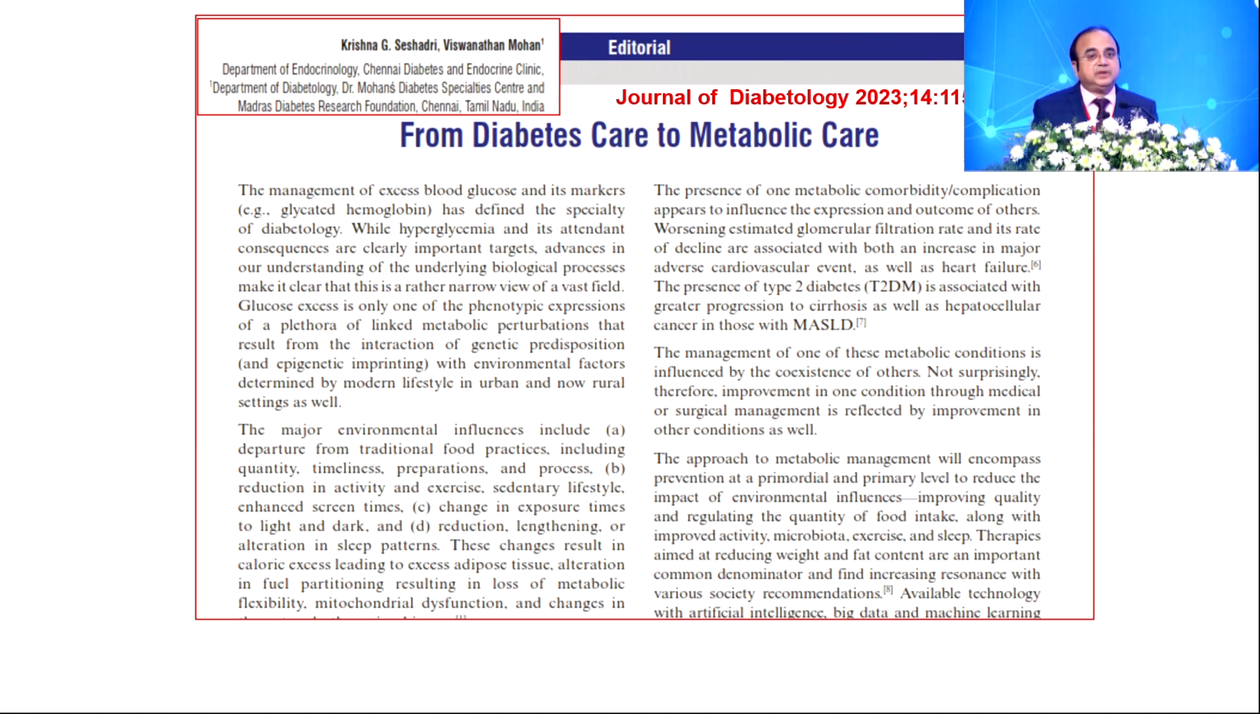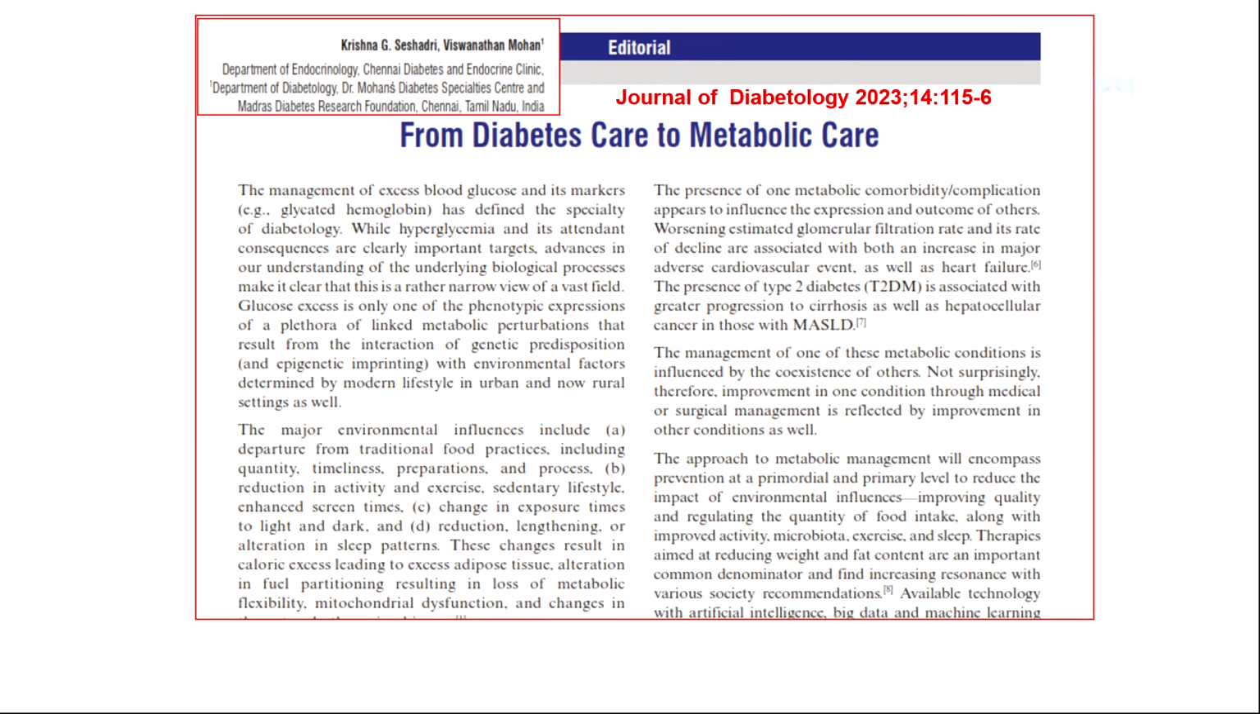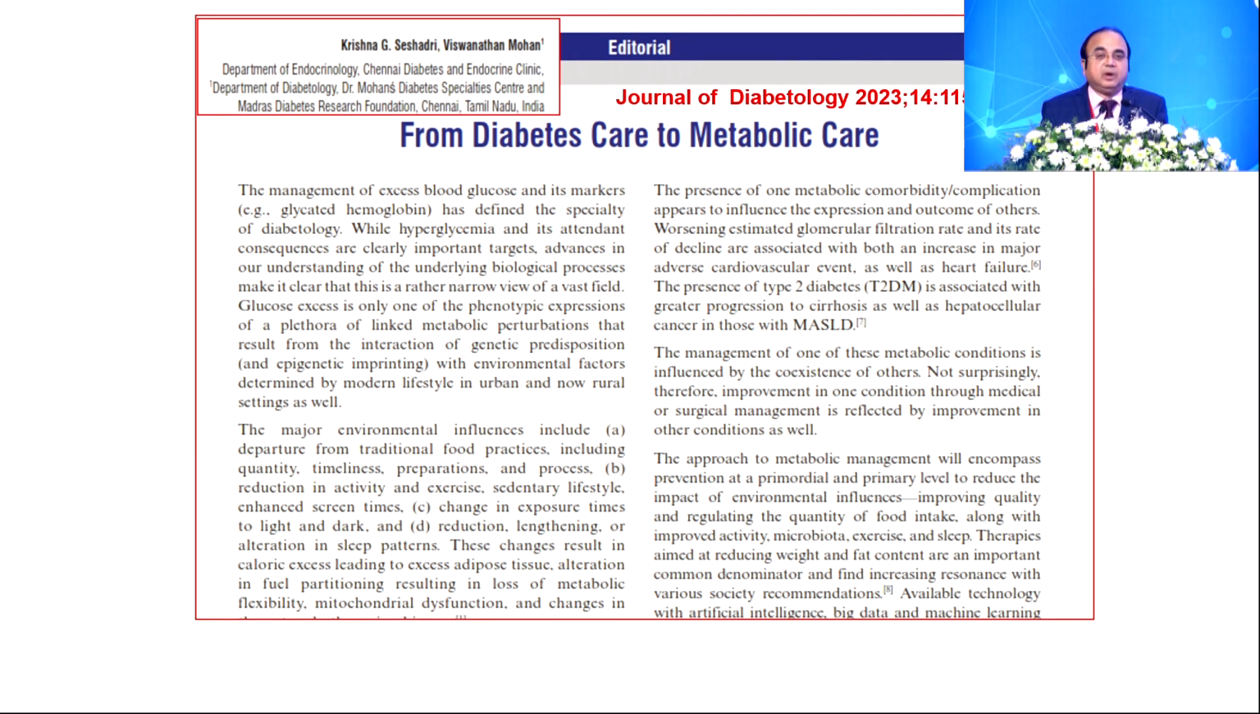This is a very good editorial written by Professor V. Mohan and Dr. Sheshadri in the Journal of Diabetology. What they are saying in this paper is that it is not only diabetes, it is not only hypertension or dyslipidemia or MASLD, everything is happening because of the change in the metabolic milieu in the body. So bidirectional associations are being seen with dysglycemia, liver fat, obesity and hypertension, and each component of the metabolic syndrome is affecting the others.